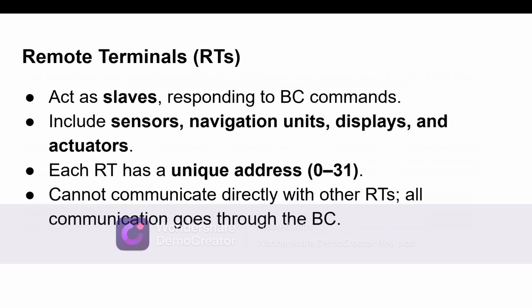Remote terminals, RTs, act as slaves, responding to BC commands. Include sensors, navigation units, displays, and actuators. Each RT has a unique address, 0 to 31. Cannot communicate directly with other RTs. All communication goes through the BC.